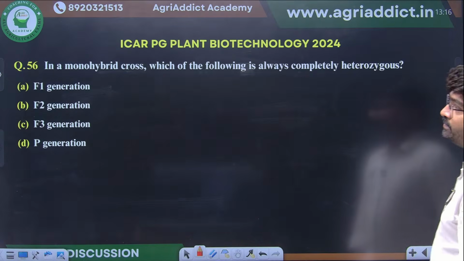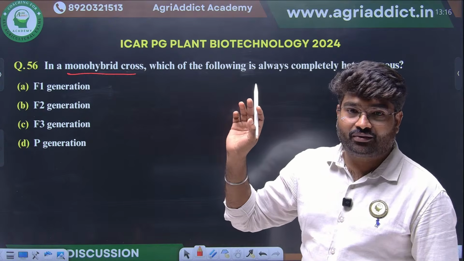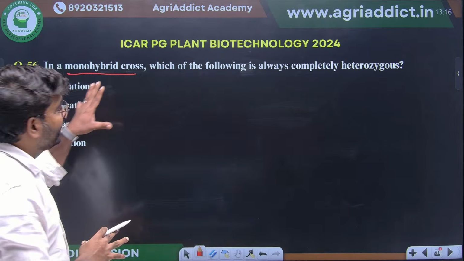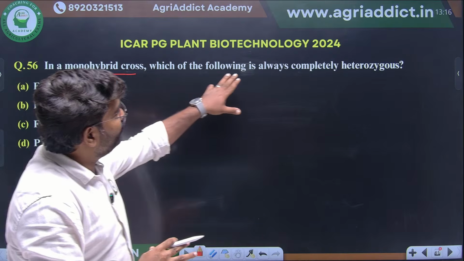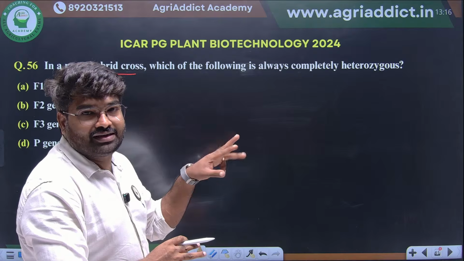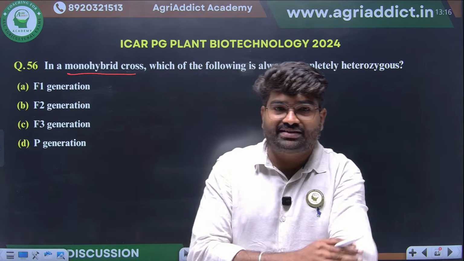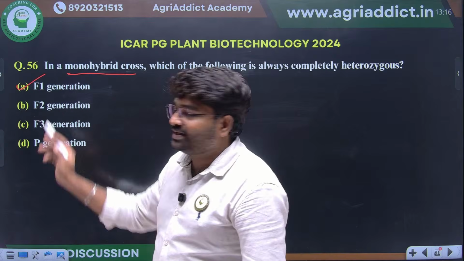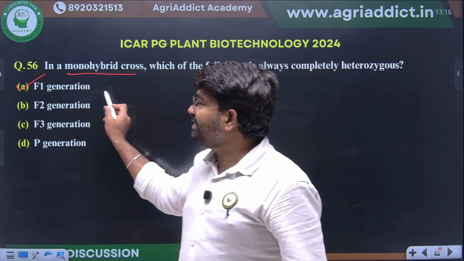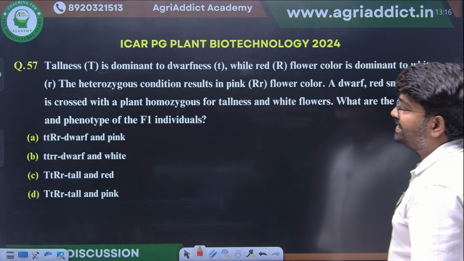Excellent. Next, in a monohybrid cross, see, continuously they are asking biotech questions. You listen properly. We are going to solve this one. In a monohybrid cross, which of the following is always completely heterozygous? We know in a monohybrid cross, the F1 generation will always be heterozygous. So complete heterozygous will be there in the F1 generation. Yes, excellent, F1 generation.